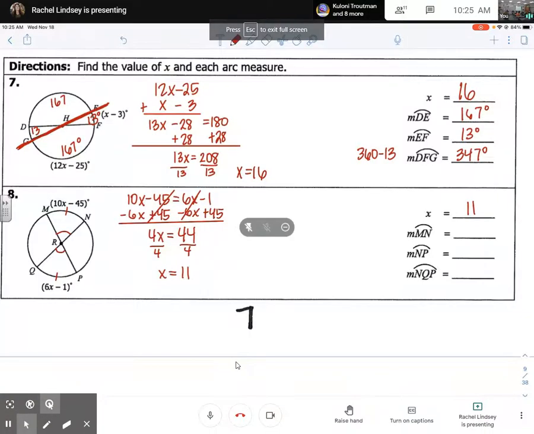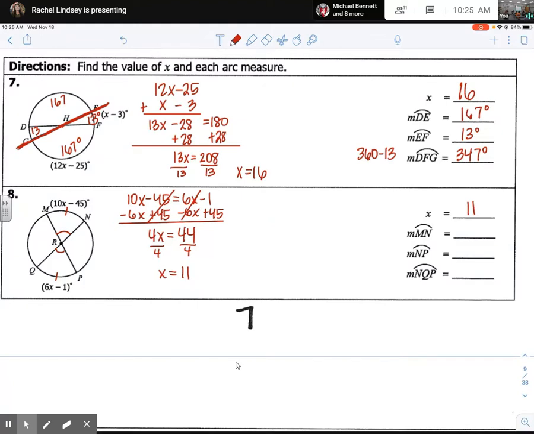It's still a freaking decimal. Okay, so 6 times 11 is 66. 66 minus 1 is 65. So both of these are 65. Then 180 minus 65 gives you 115.